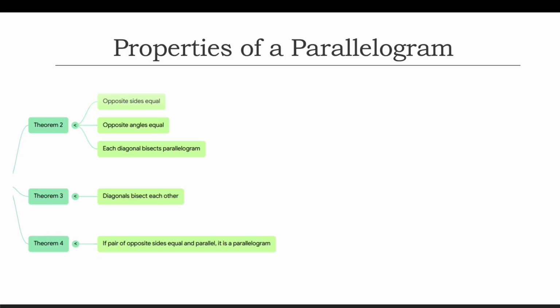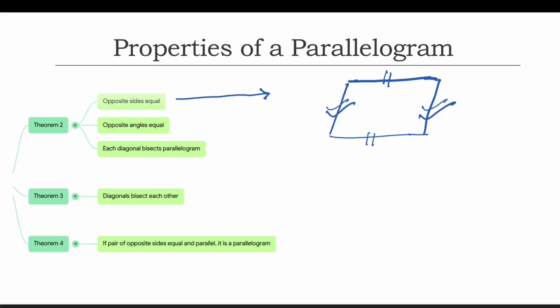What are those certain properties? The first one is that opposite sides are equal. In a parallelogram, these are parallel, right? We saw that. But they will also be equal. So this is x centimeter, this is x centimeter, this is y centimeter, this is y centimeter. These sides will also be equal by default. So if there is a quadrilateral where opposite sides are parallel to each other, they will also be equal.